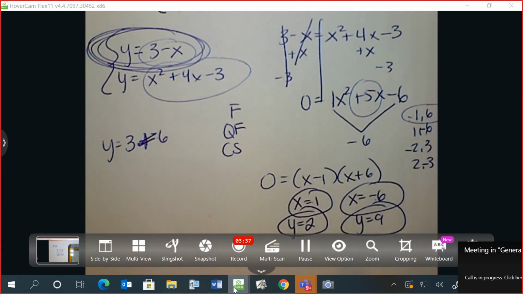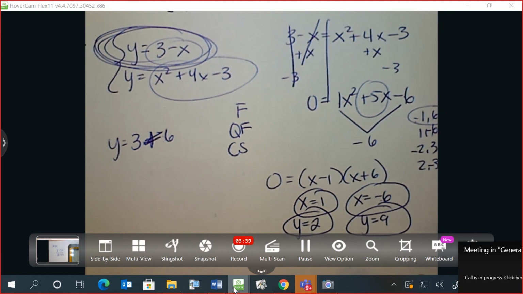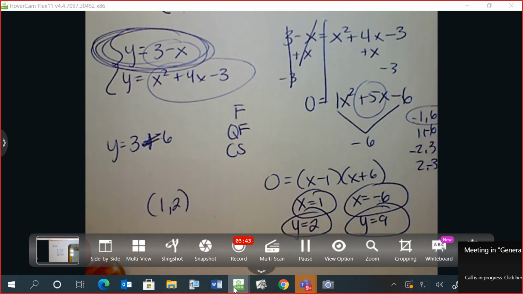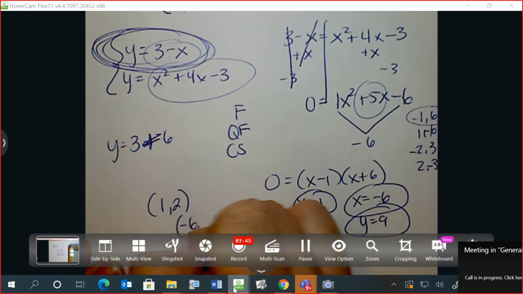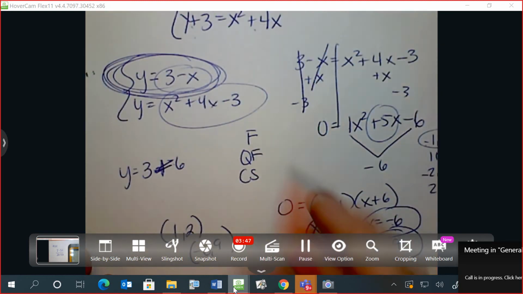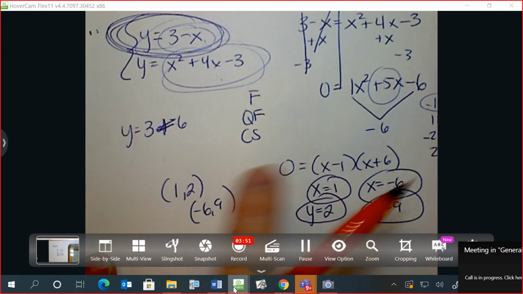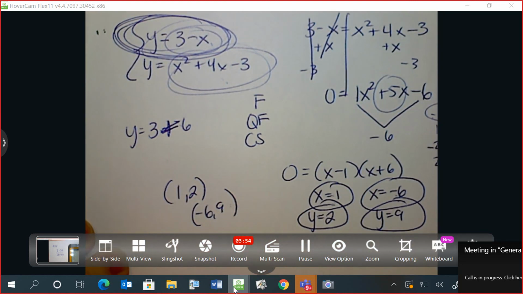How can you verify that this is correct? How can you verify that these two functions intersect at 1, 2 and at negative 6, 9? There is an easy way. Plug these both into Desmos, and they should cross at two places, specifically 1, 2 and negative 6, 9.